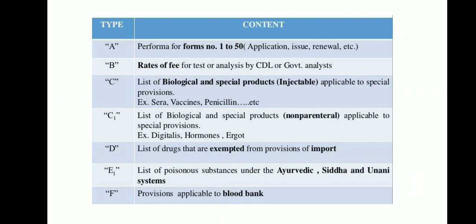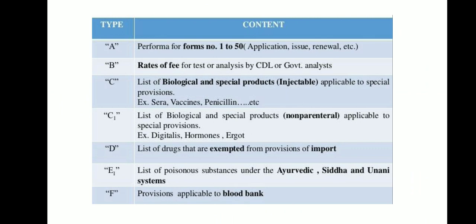Schedule C, as you know, is the list of biological and special products. They are injectable. Sera, vaccines, etc. come under this category. Schedule C1 is also a list of biological and special products, but they are not injectable. They are non-parenteral. Example is digitalis.